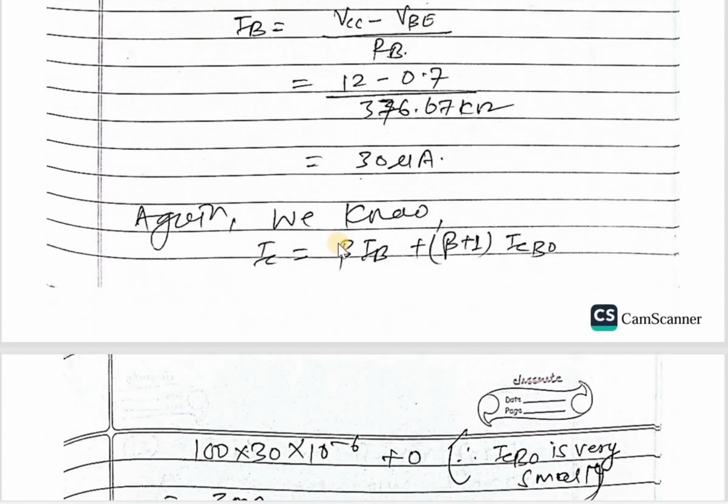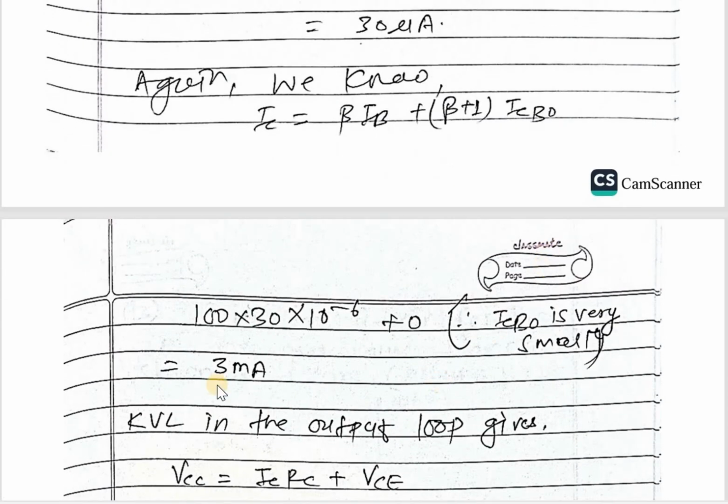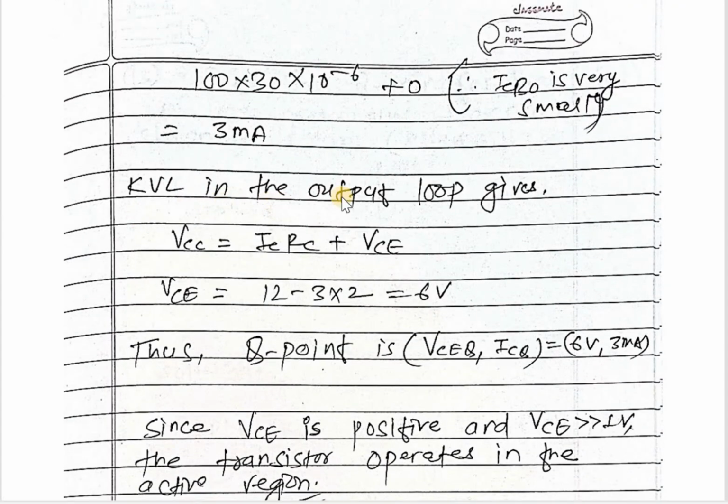Again we know IC equal to beta IB plus (beta plus 1) ICBO, that is 100 into 30 into 10 to the power minus 6 plus 0. ICBO is very small, so ICBO equal to 0. This portion is 0, so it makes this portion 0. So IC is 3 milliampere.